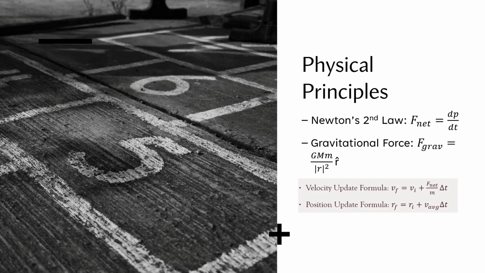So here are the physical principles and the formulas that I used during this lab. So I used Newton's second law, which says that F net is equal to the derivative of momentum over the derivative of time. And I also used the gravitational force equation, which is that F grav equals the gravitational constant times the mass of the two objects times r hat, which is the direction vector of r, divided by the magnitude of r squared. And then I also used the velocity update formula and the position update formula that we have used in previous labs.